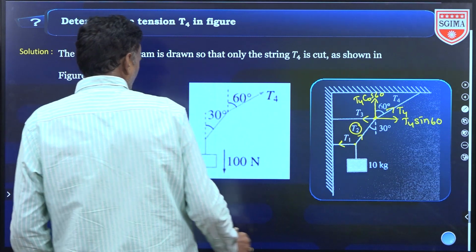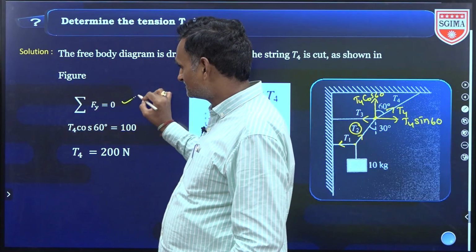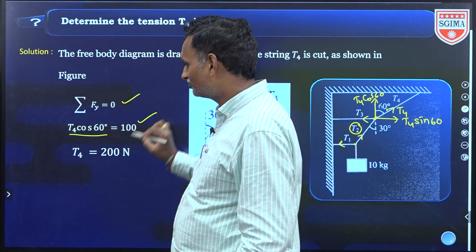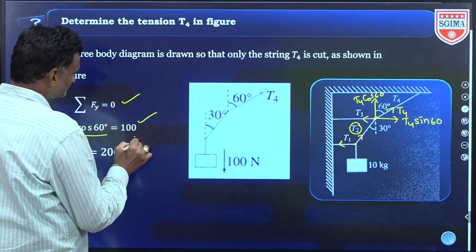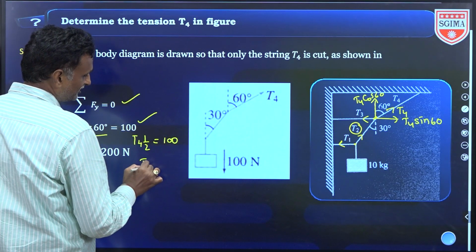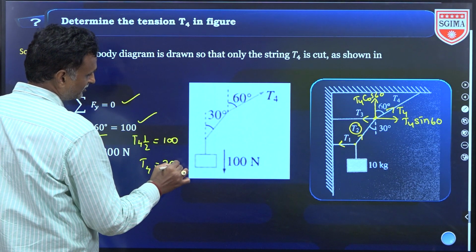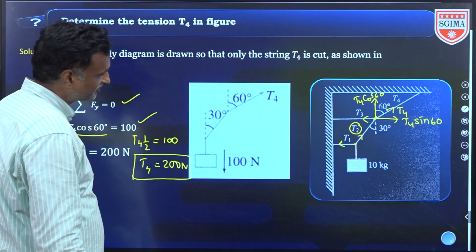So here, whatever the force acting in the y direction is 0. T4 cos 60 equals how much? 100. But cos 60 is how much here? 1 by 2. So 1 by 2 T4 equals 100, on multiplying to the right side it becomes 200 newtons. This is the final answer for the question.